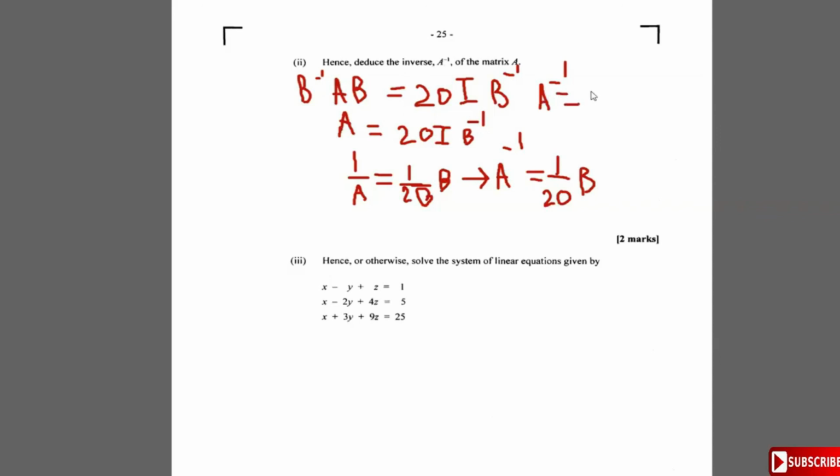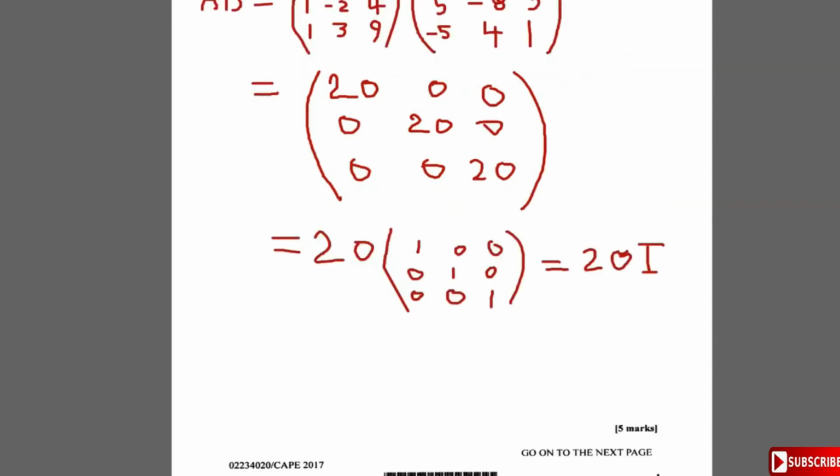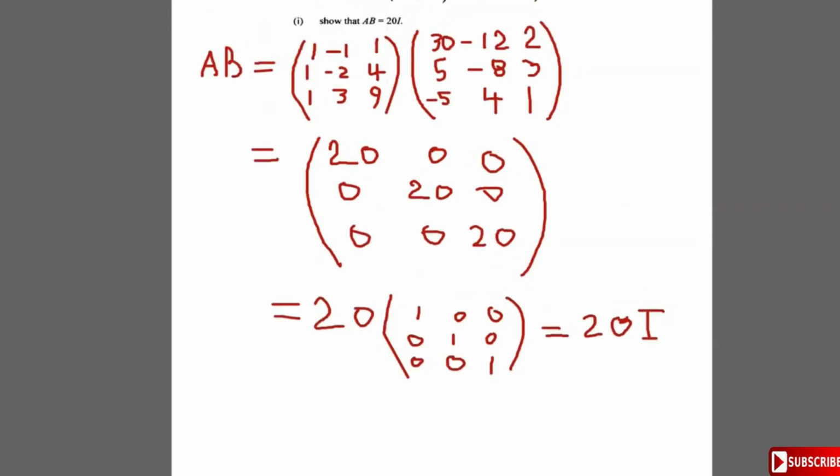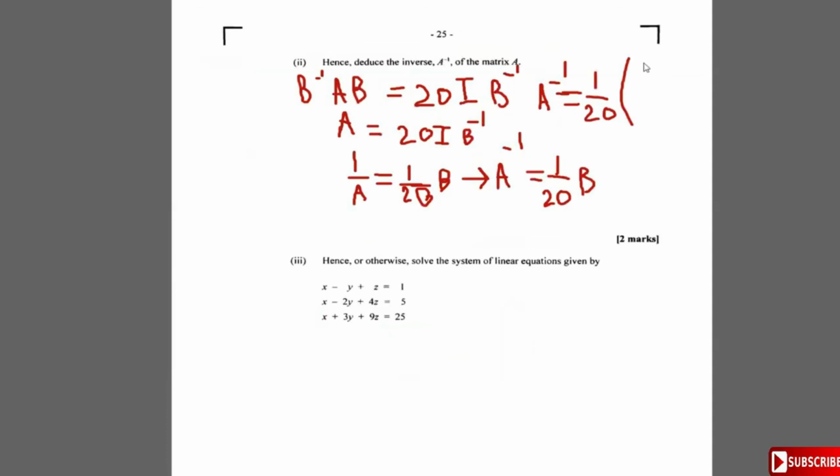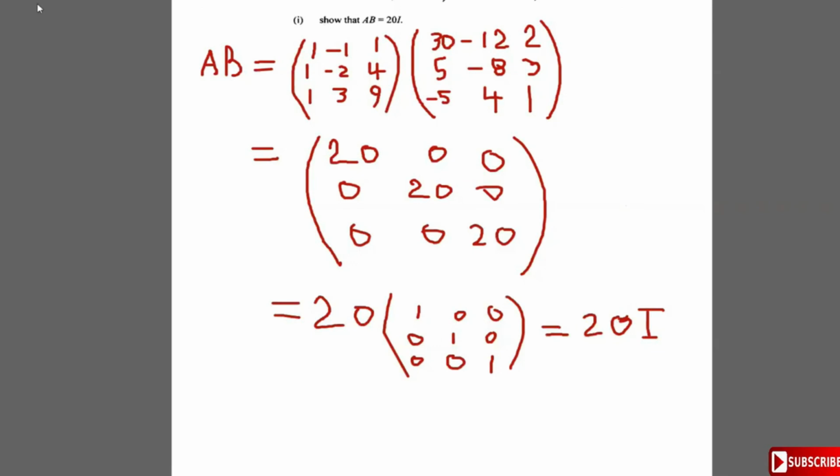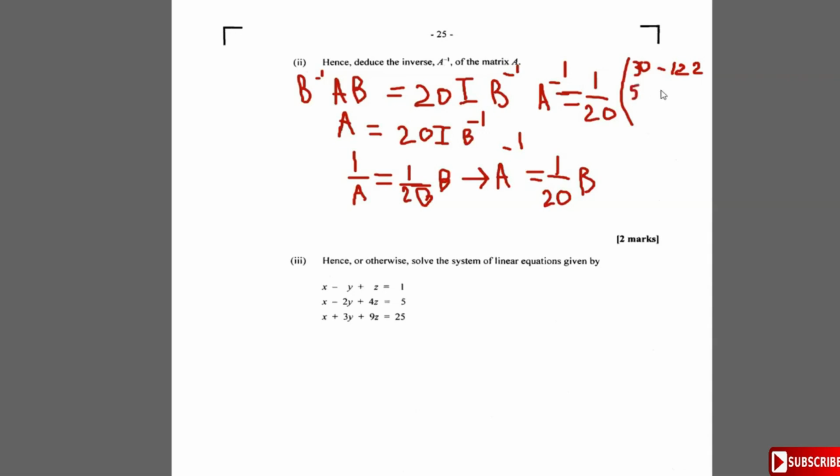Let's go back and look at what B was. So A inverse is 1 over 20 times the 3 by 3 matrix B. And B is, let's go back around here, B is 30, minus 12, 2. 5, minus 8, 3. And then minus 5, 4, 1. That's A inverse.